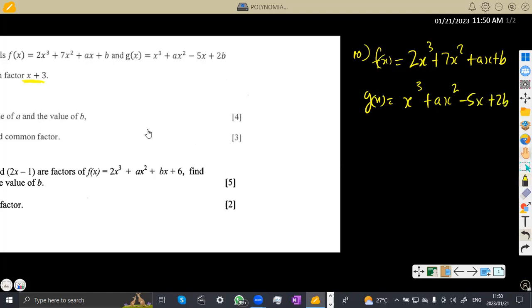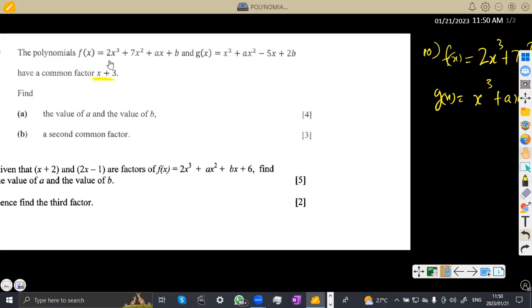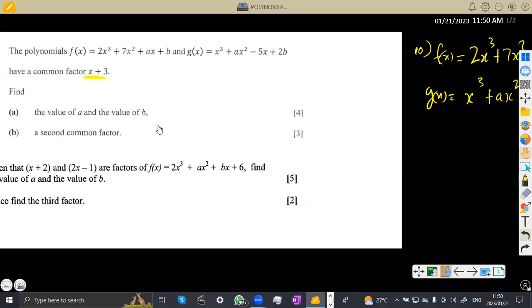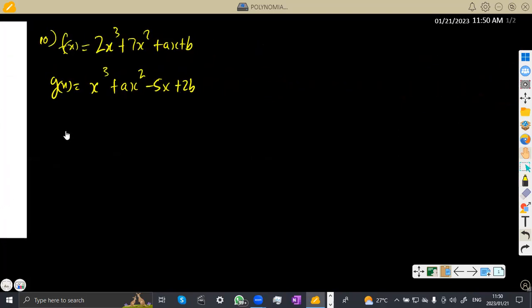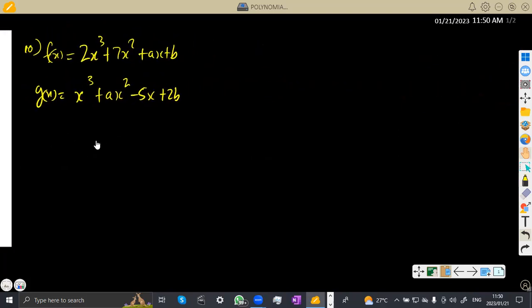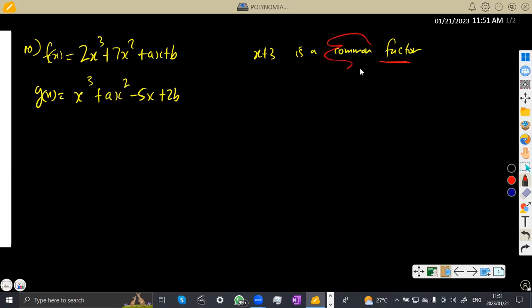Then x plus 3 is a common factor for these two. We are told that this is a factor. So x plus 3 is a common factor. Remember, guys, what I told you about a factor, besides being common, just being a factor. Remember what I told you.